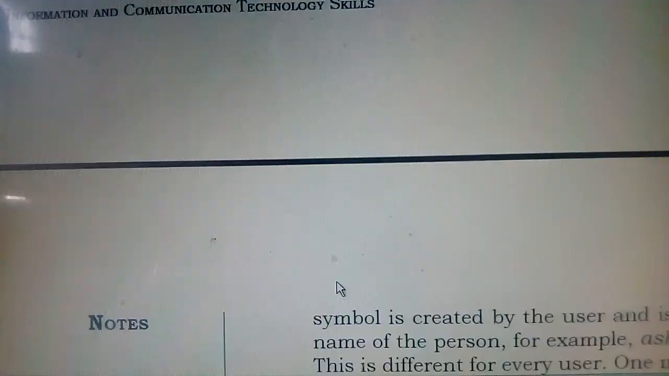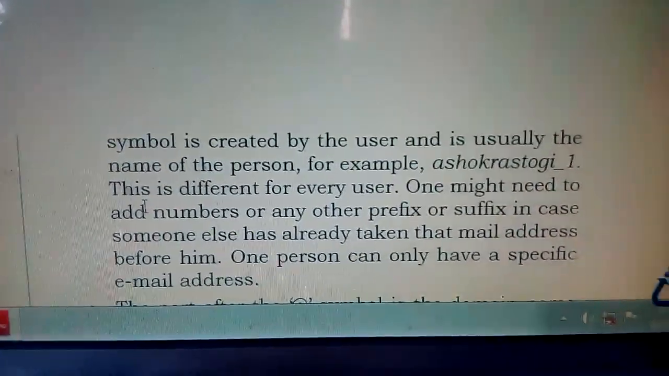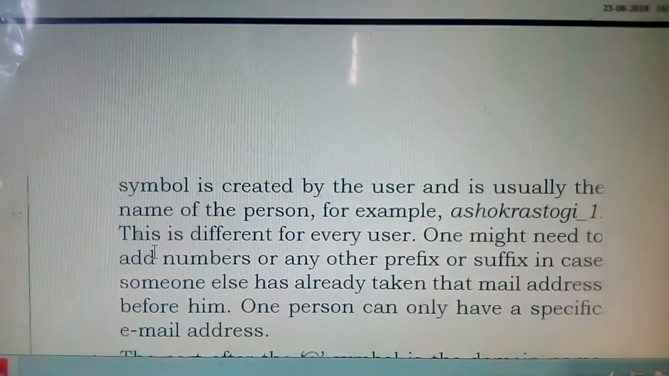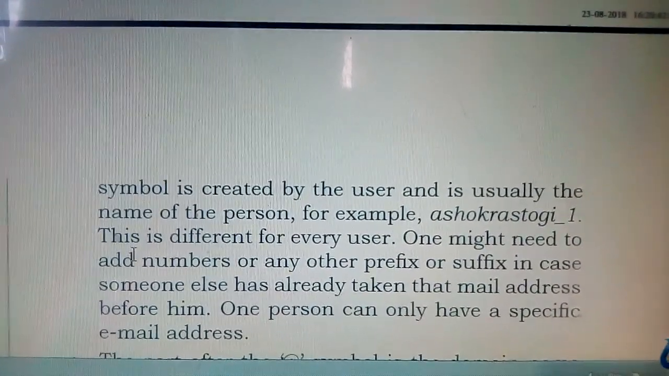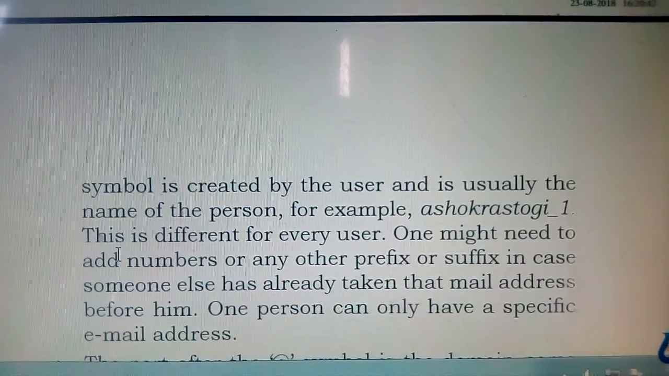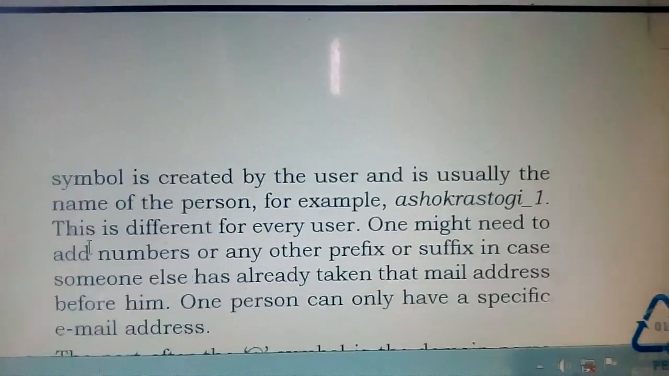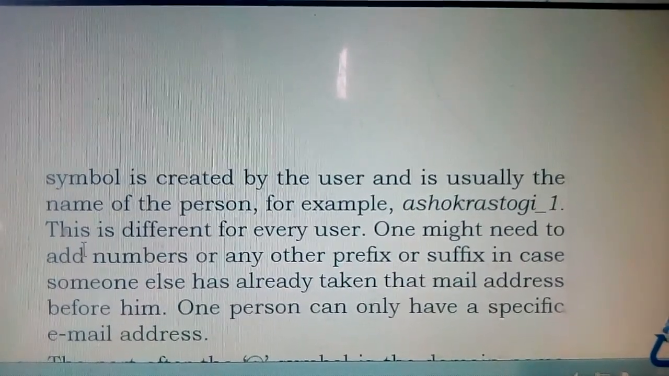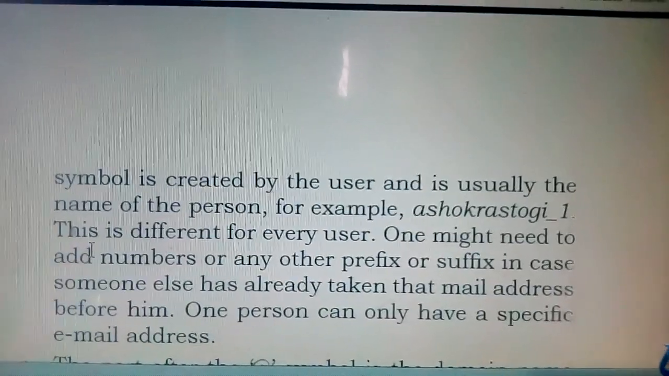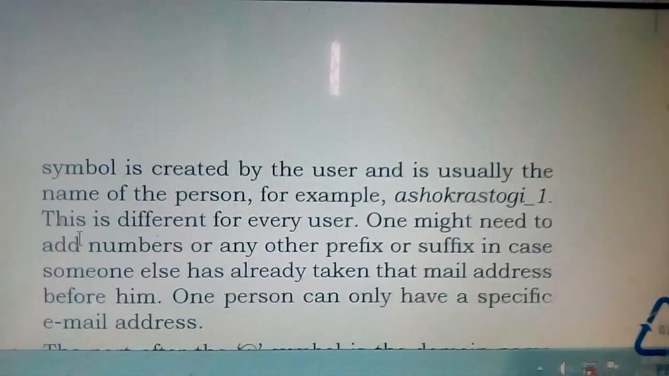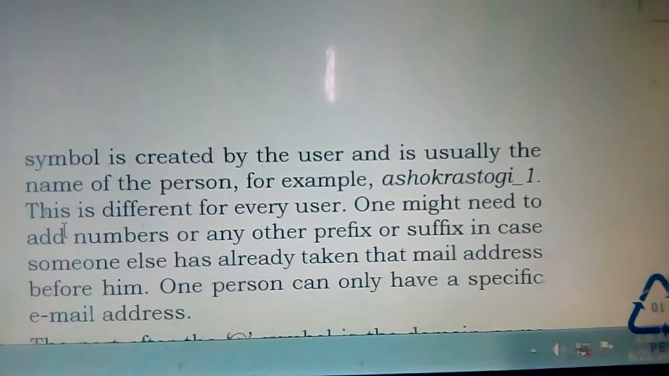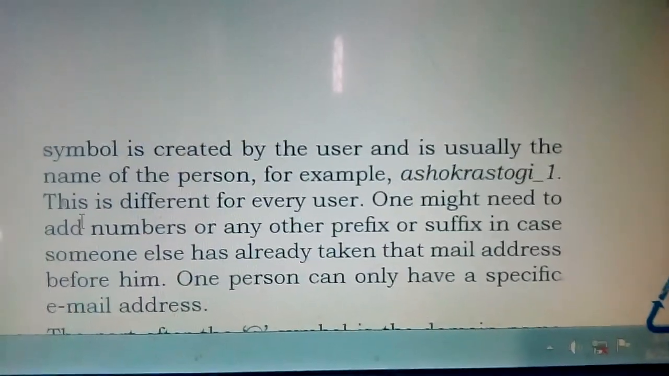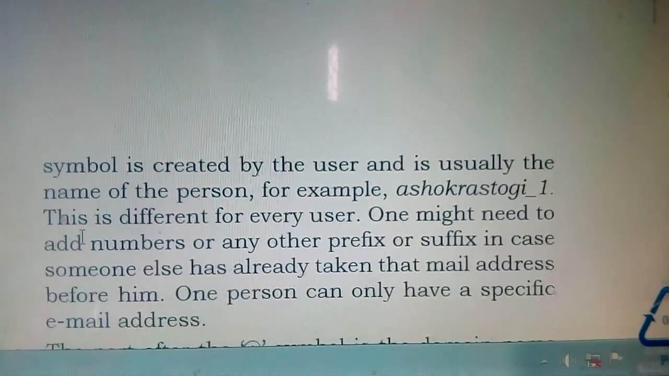The part before the @ symbol is created by the user and is usually the name of the person. So this is different for every user, the username, while the domain name may be the same. One might need to add numbers or any other prefix or suffix in case someone else has already taken that mail address. Suppose the name is the same, then you should give a number also, so that the person is separate and the address will be unique. So that is about the format of an email address.